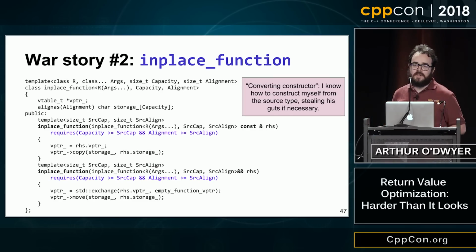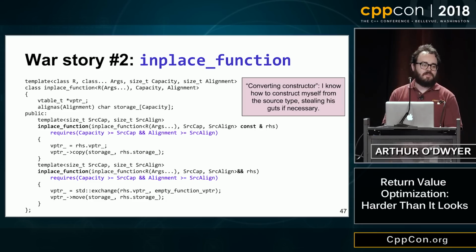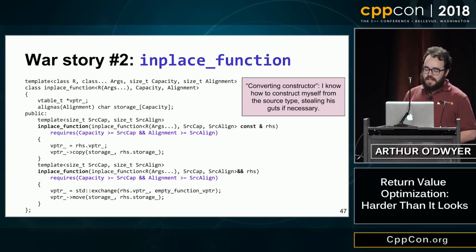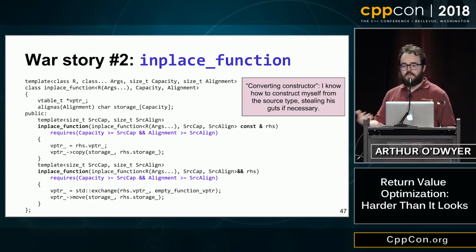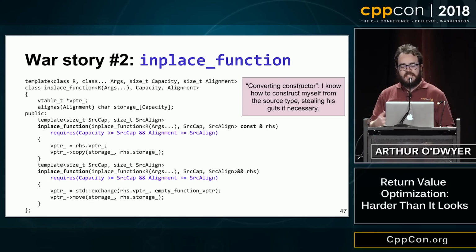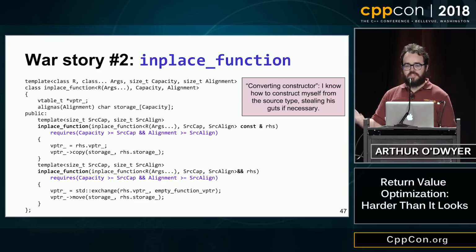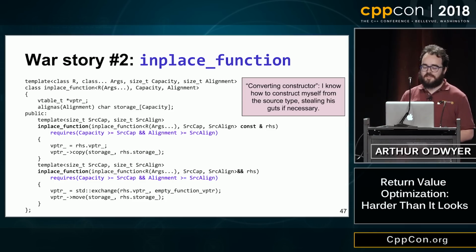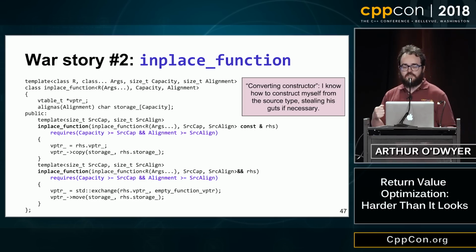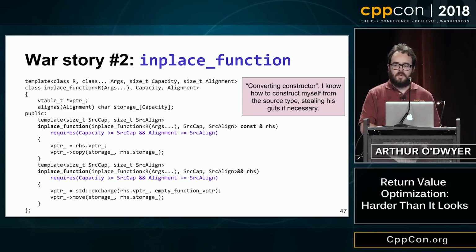Here's another example that came up in the past year. We have this thing over at SG14 called in-place function. It's just like std function, but it holds the object within itself. And there are two ways of sort of writing conversions between these functions. If I have a function of one size and a function of another size, and if the destination size is at least as big as the source size, then I should be able to construct from one to the other. Here I have a converting constructor that says, I know how to construct myself from the object that you gave me, which was smaller. I will steal all his guts and put them inside myself. This is the traditional C++ way of doing it.